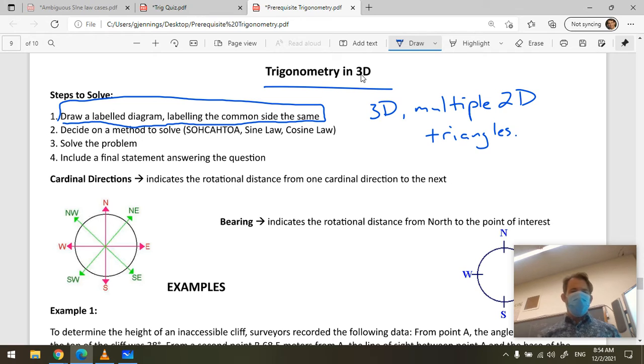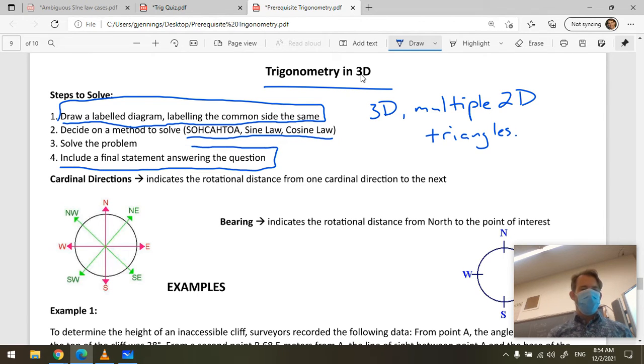Then, just like we do in two dimensions, you're going to choose your methods, SOHCAHTOA, sine law, or cosine law, to solve these types of problems, and then solve the problem. Finally, you're going to want to interpret your findings. You want to write a final statement that explains the numbers you found.